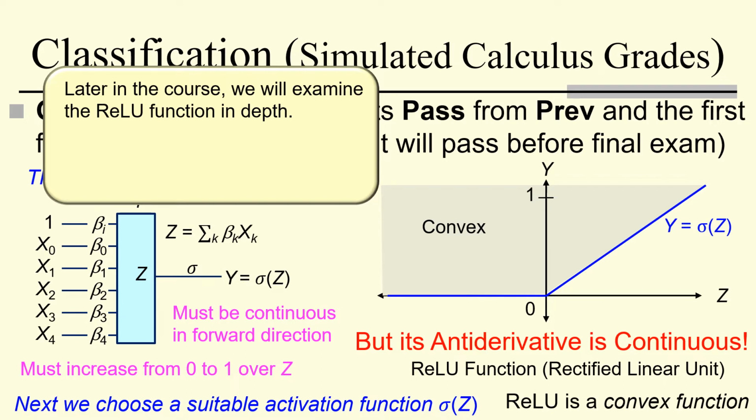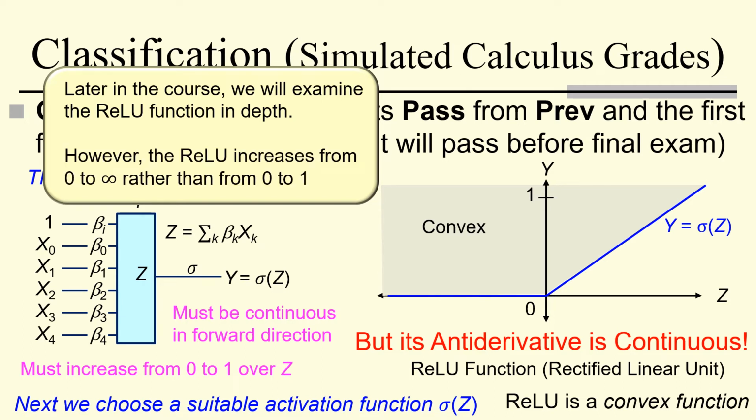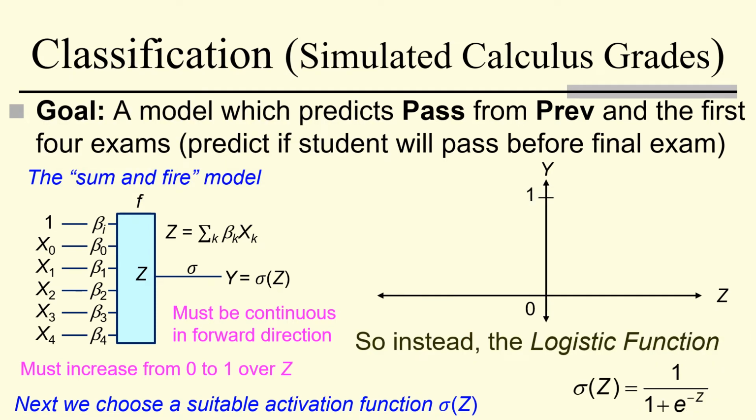And we'll look at the ReLU function in depth later on in the course. Unfortunately for now, it's not what we want to use because it doesn't go from 0 to 1, it goes from 0 to infinity. So we're going to look at the logistic function. This is the function 1 over 1 plus e to the negative z. As z goes to infinity, e to the negative z goes to 0, and we get 1. And we have symmetry about y equals 1/2 there.